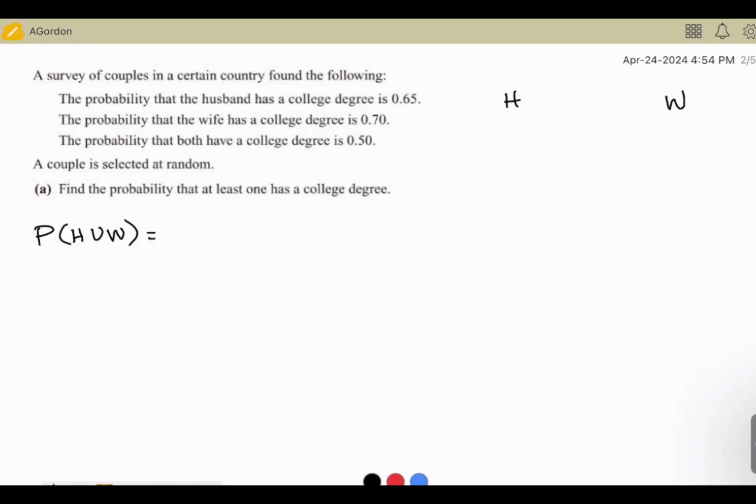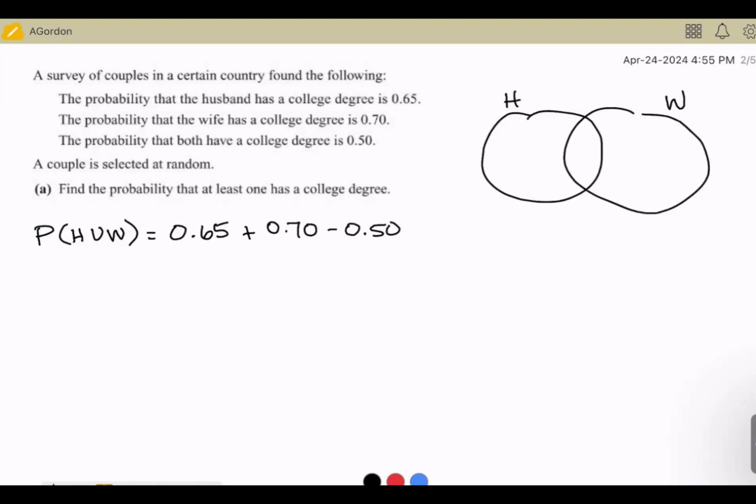So that would be the probability that the husband has a degree plus the probability that the wife has a degree. And then we need to subtract the probability that they both have a college degree. And that's just because it's already included in the other two numbers. That's easier to see on the Venn diagram. So we draw a diagram here.